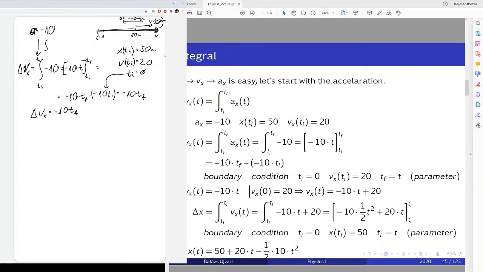Alright, so what does it mean? If my initial speed is 20 meter per second and the initial t is 0, that means at t equals 0 my speed is 20. At t equals 1 it will be less. Let's write how the speed depends on time.